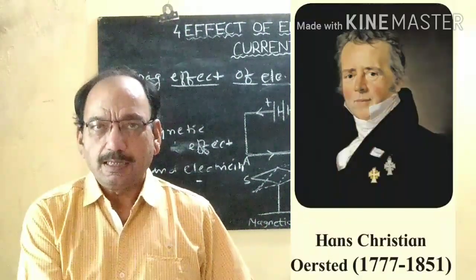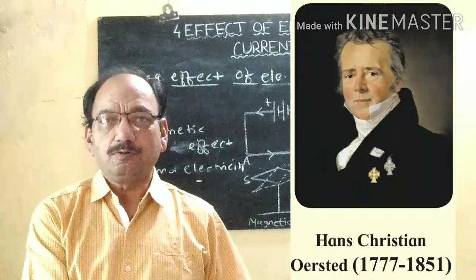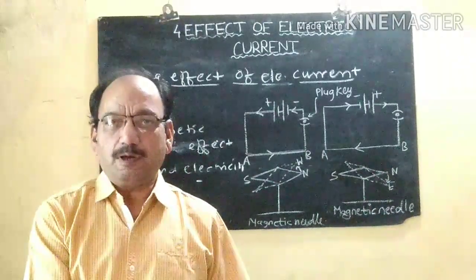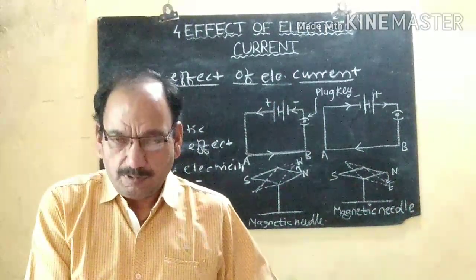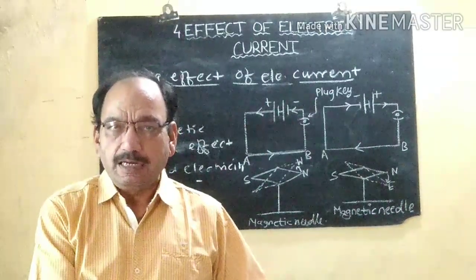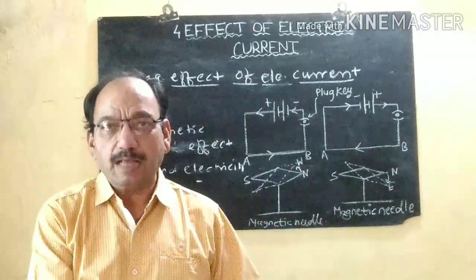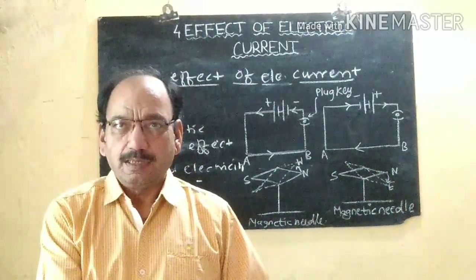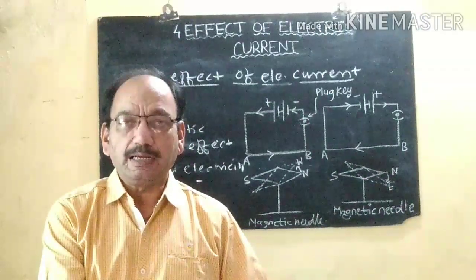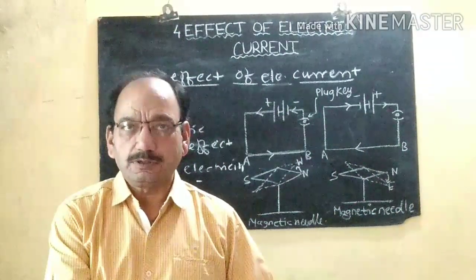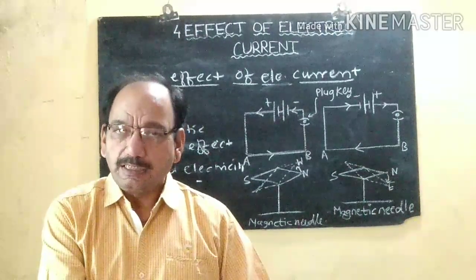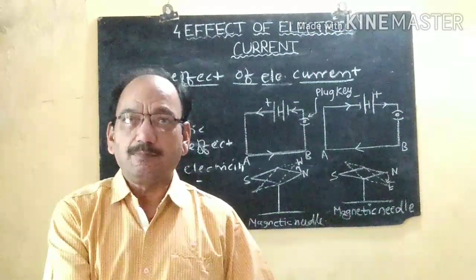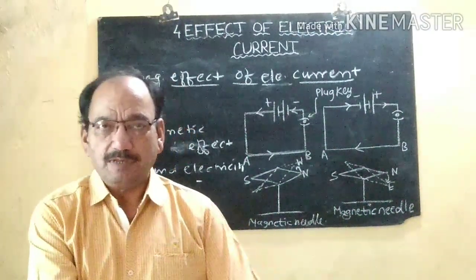In 1820, when he passed the electrical current through the wire, he observed that the magnetic needle kept along with this connecting wire turned through a particular angle. And in honor of this great scientist, the unit of the intensity of magnetic field is named Ørsted.